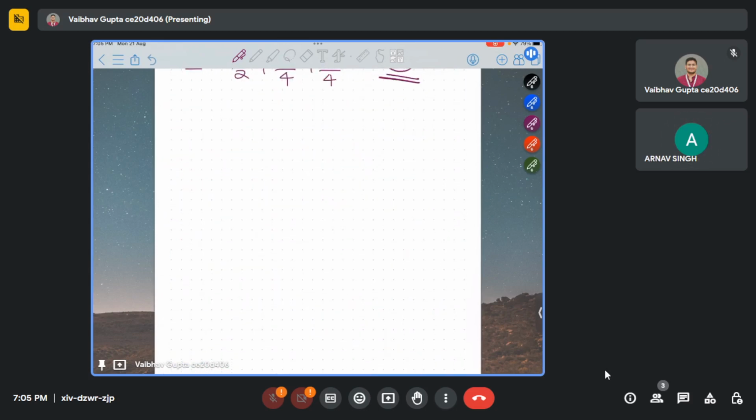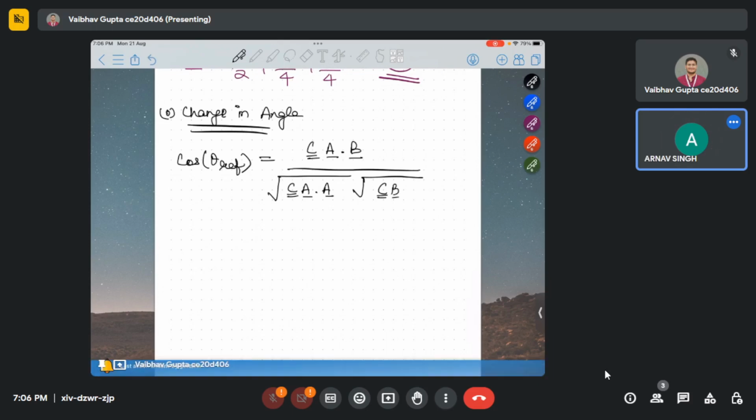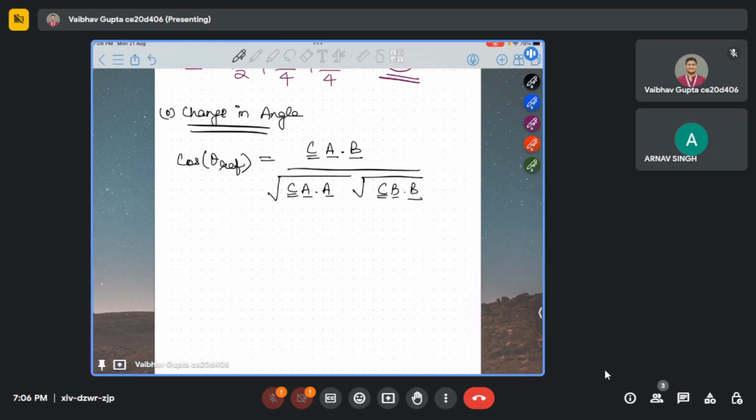So now we'll go ahead with change in angle. Change in angle. So change in angle is cos of theta reference is nothing but, okay, this is the formula for large deformations.